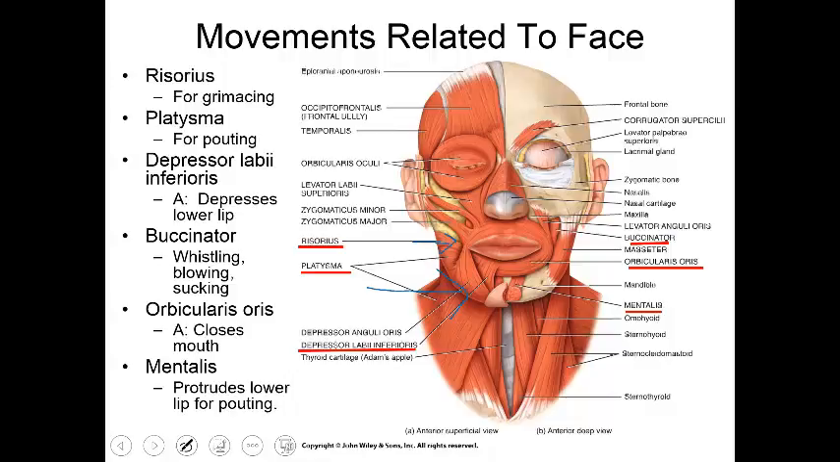The next muscle we're going to go over is the muscle that helps you depress or lower your lower lip. So if the muscle that elevates the upper lip is called levator labii superioris, the muscle that depresses your lower lip would be called the depressor labii inferioris. Depressor for the action, labii for lip, and inferioris for the lower lip. So this muscle is helping you depress your lower lip. So we've gone over the risorius, the platysma, the levator labii superioris, the depressor labii inferioris, the zygomaticus pair, and the orbicularis oculi.